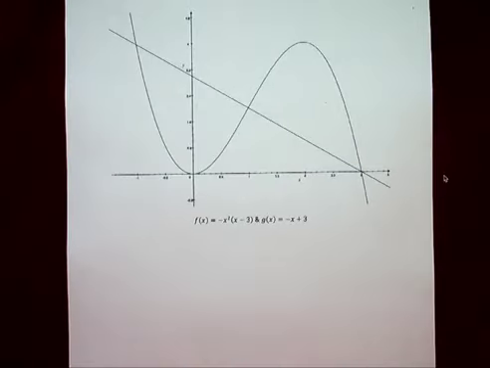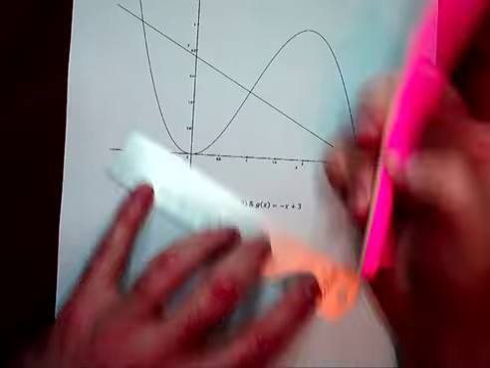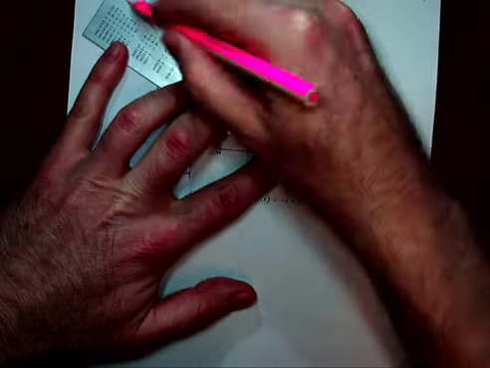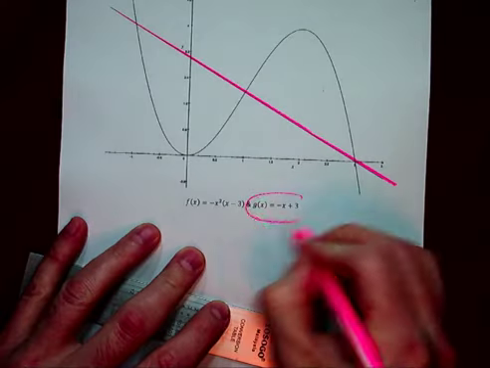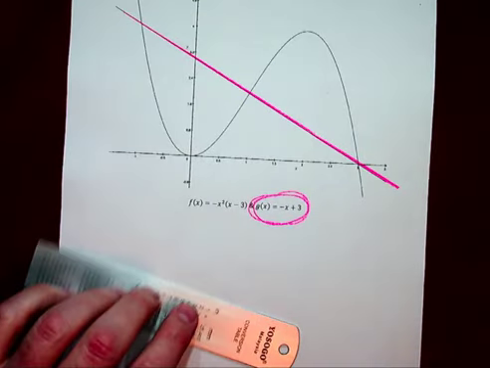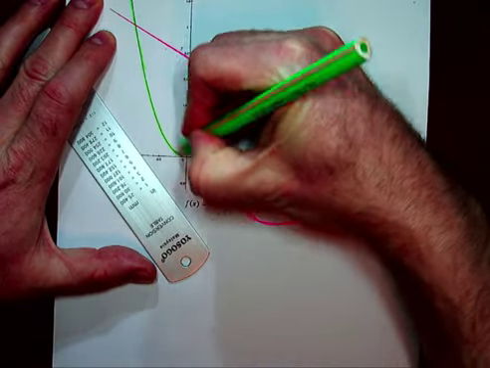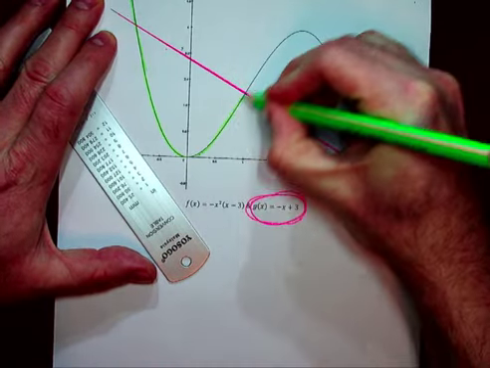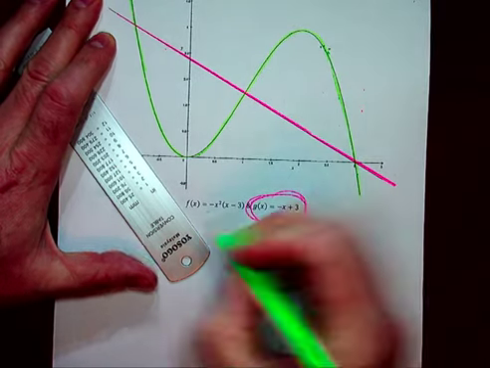If I am asked for that, let me go ahead and, as we're accustomed to do, color code these bad boys. The pink, of course, is the linear, and the cubic is our green one. Okay.